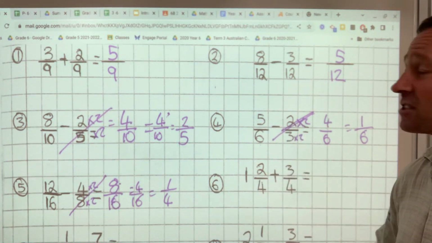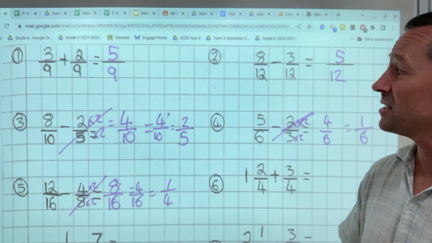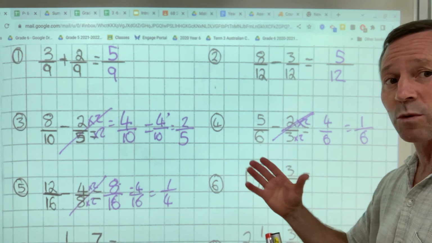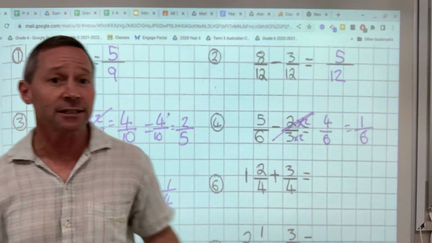Hello grade 6, just very quickly going over a few maths, fractions and probably some decimals. So I'm going to speed it up because this is what we've been doing, so we should know what we're doing when we add or subtract these fractions.